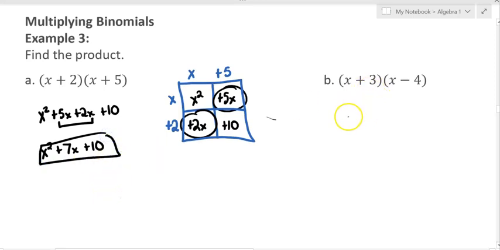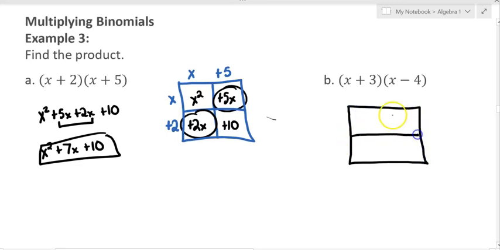Okay, let's try again. So like I said, the box is a way to organize your work. And even though these are fairly simple problems, it will come in handy in the future. So at least try it so you're familiar with it. That way, when we're using it to do something more difficult, you kind of know what we're talking about.